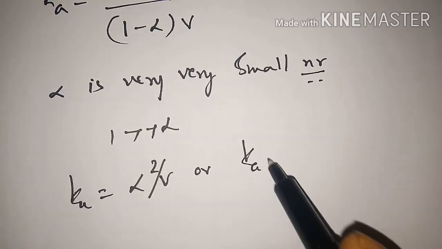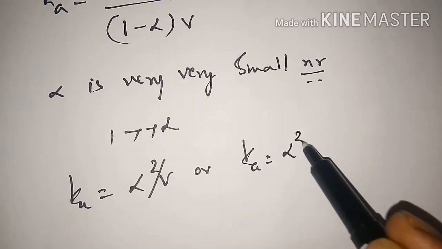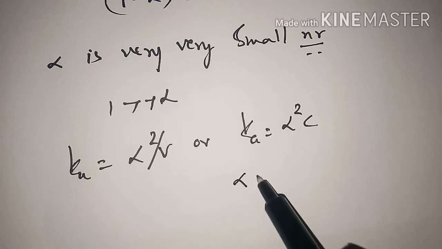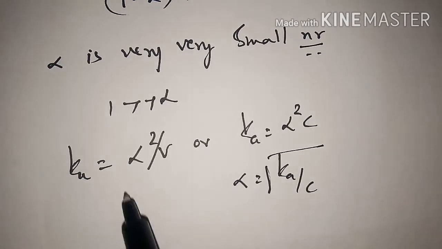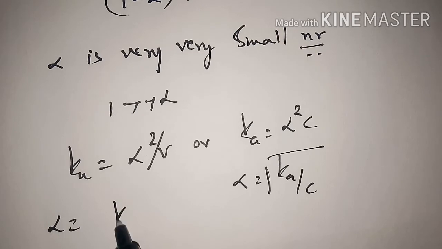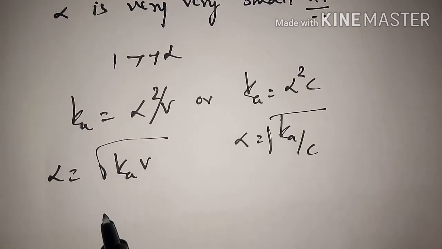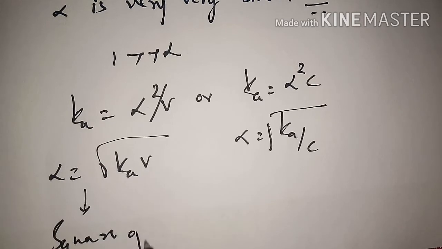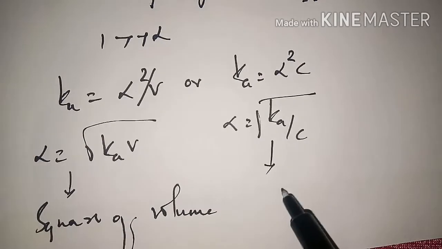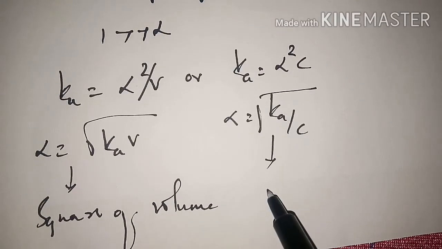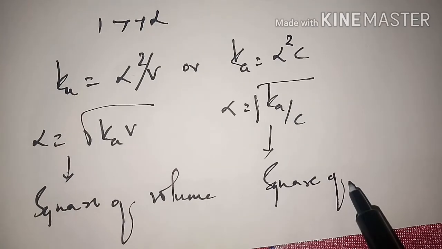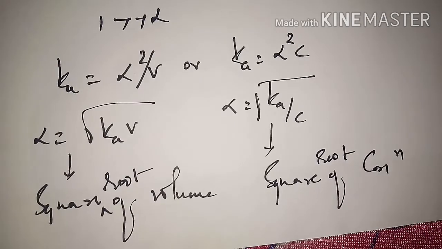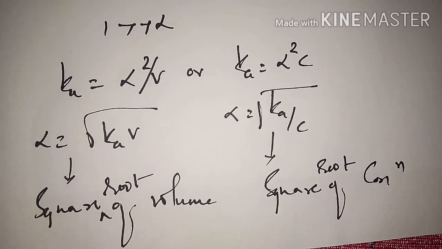Now Ka, if it is 1 by V, is equal to C alpha square by (1 minus alpha). Now alpha is equal to square root of Ka by C. Here alpha is equal to square root of Ka into V. Now what we can derive here is that the degree of dissociation is directly proportional to the square root of volume, so the degree of dissociation is inversely proportional to the square root of concentration.